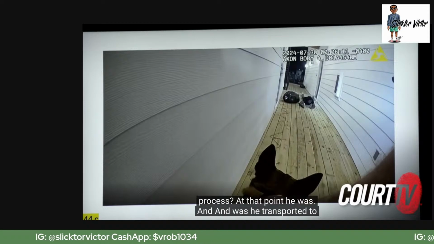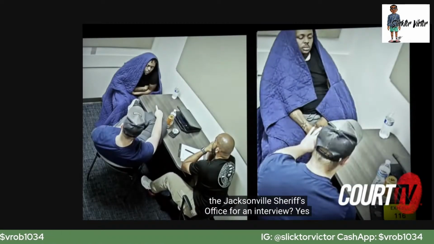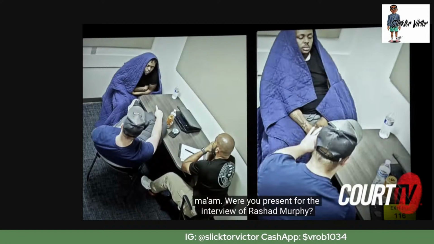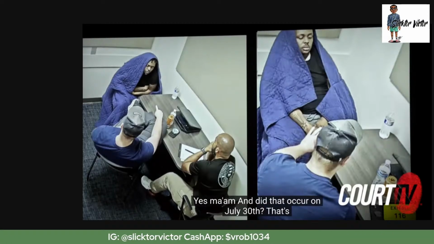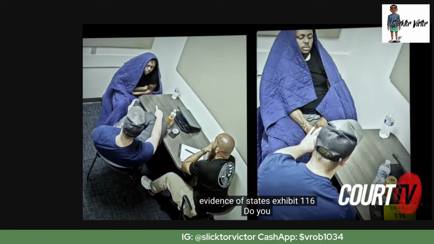Were you present for the interview of Rashad Murphy? Yes, ma'am. And did that occur on July 30th? That's correct. I'm showing you what's previously been admitted into evidence as State's Exhibit 116. Do you recognize yourself in these images? Yes, ma'am. And do they fairly and accurately represent Mr. Rashad Murphy on the date that he was interviewed by you and Detective Krabeck? Yes, ma'am.